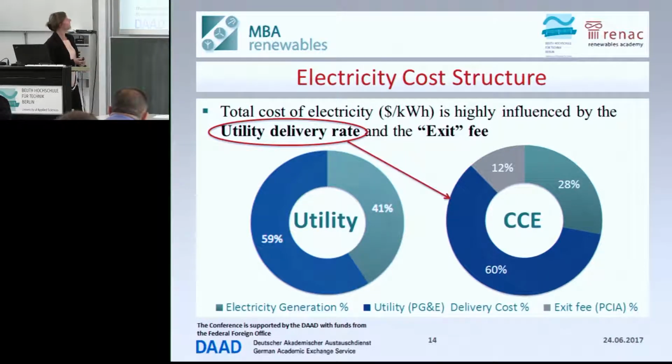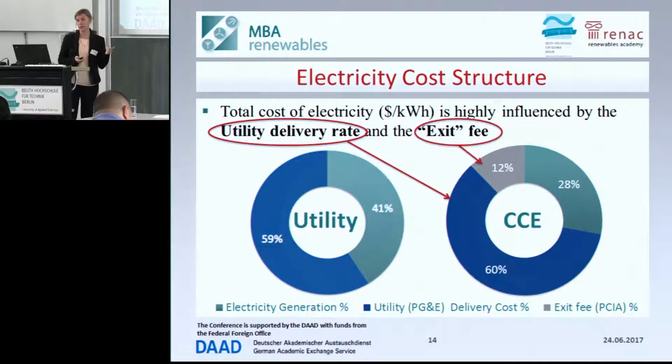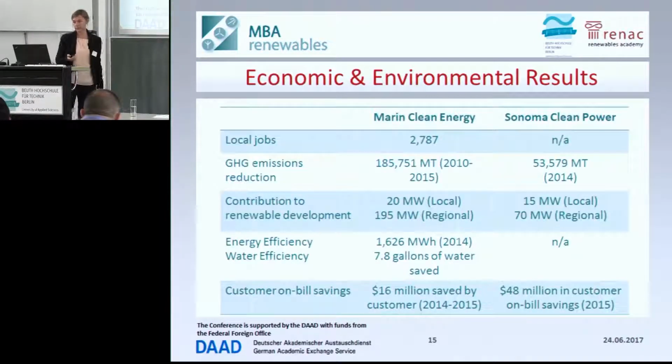So the utility delivery rate accounts for 60% of the electricity cost, and the exit fee accounts for 12% of the electricity cost. This is for the residential cost structure, but it's similar for businesses. And so only 30% is the electricity generation. So we can see that they actually have very low electricity prices, but because of the exit fee, it's more or less similar to the utility.